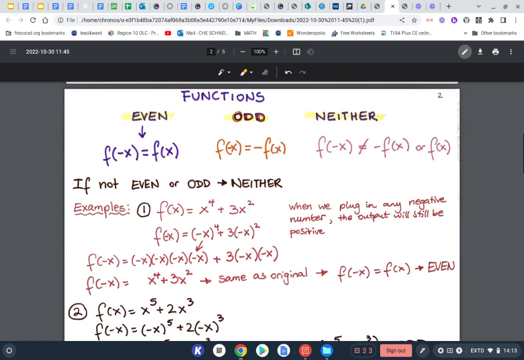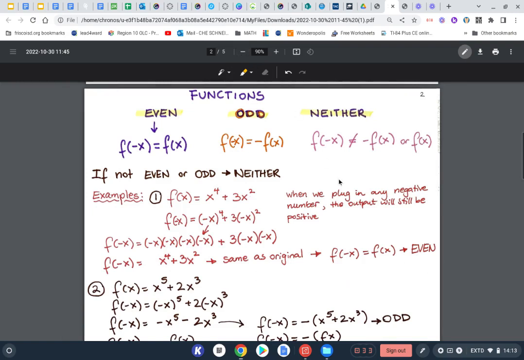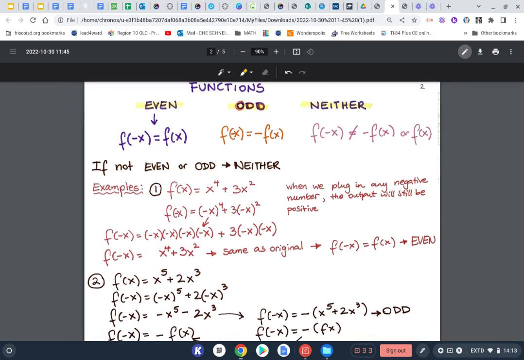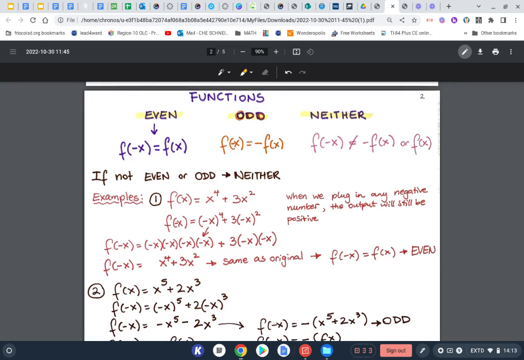So what we want to understand further is, do I have a function that is even, odd, or neither even nor odd? Not even, not odd, we would say neither. So how do you determine that? Let's take a look. If you have an even function, you'll be able to do the following. You plug in negative x, and you would still get the same as your original.